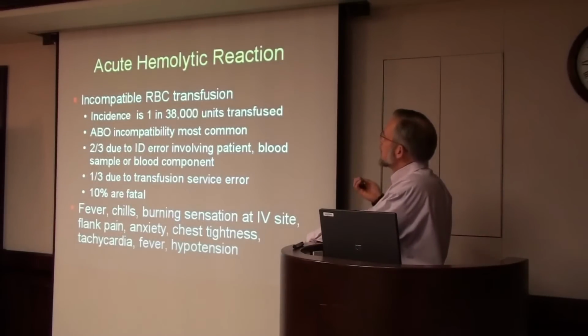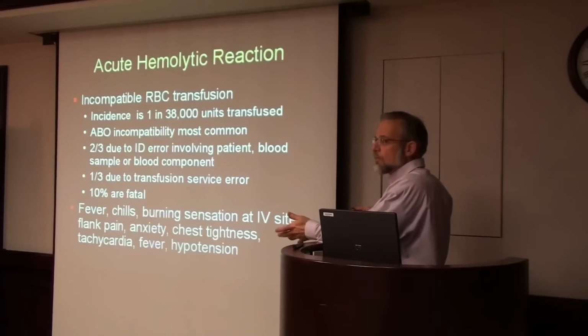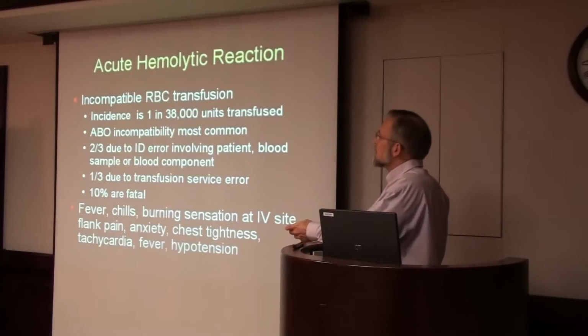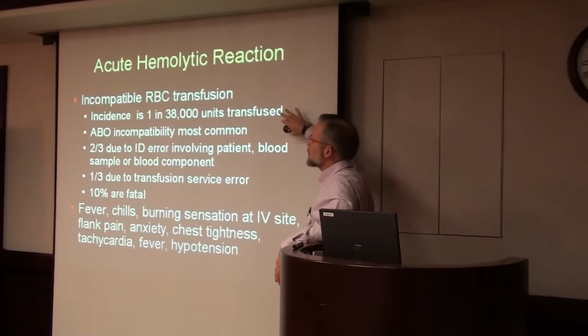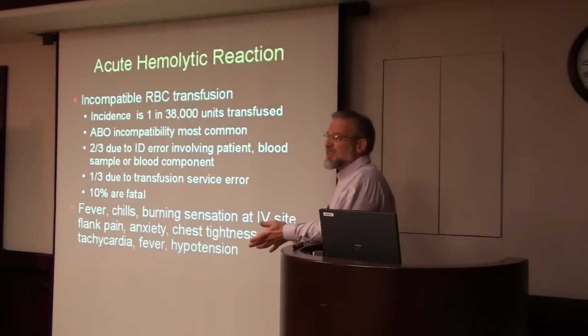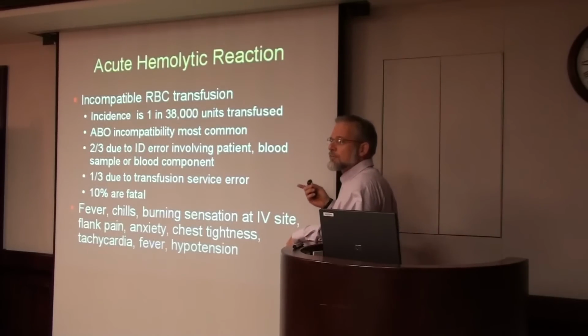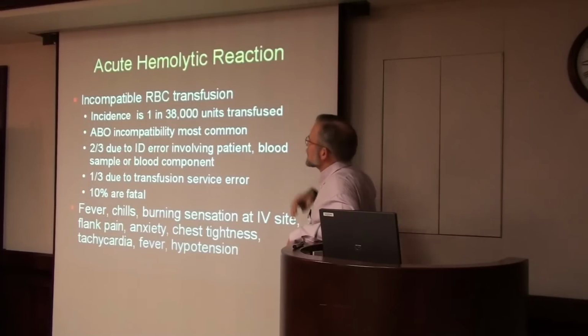So as far as an acute hemolytic reaction, this almost always occurs because we give the wrong unit of blood to the wrong person. Usually it's an ABO incompatibility that causes the problem. I mentioned earlier it occurs in about 1 in 38,000 units. We transfuse about 7,000 to 8,000 units of red cells a year at St. Luke's Hospital, and we get one of these reactions about every 3 or 4 years. So it's almost exactly what this national statistic is.